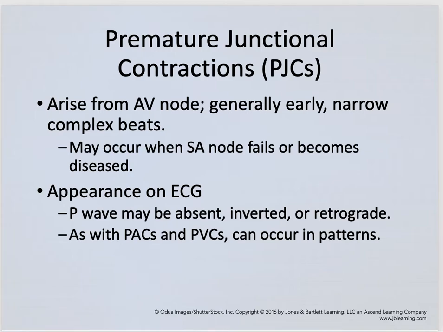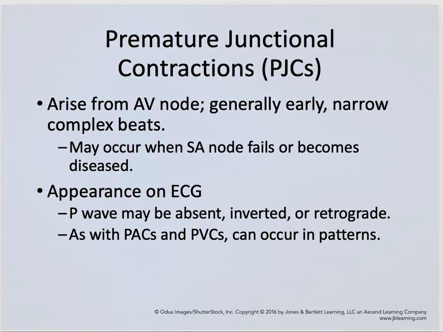It occurs when the SA node fails or becomes diseased. So if the SA node is not working, then that AV node needs to take over. And a lot of times we end up seeing premature junctional contractions happening to kind of save the heart, right? The SA node's not beating like it should. So what we see on the EKG is the P wave could be absent. It could be inverted. It could be what we call retrograde.